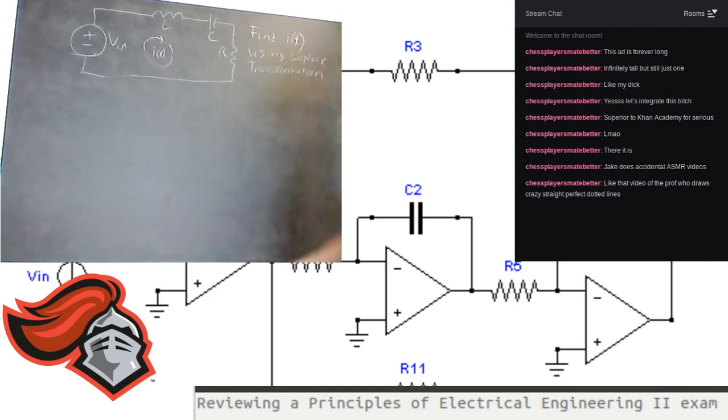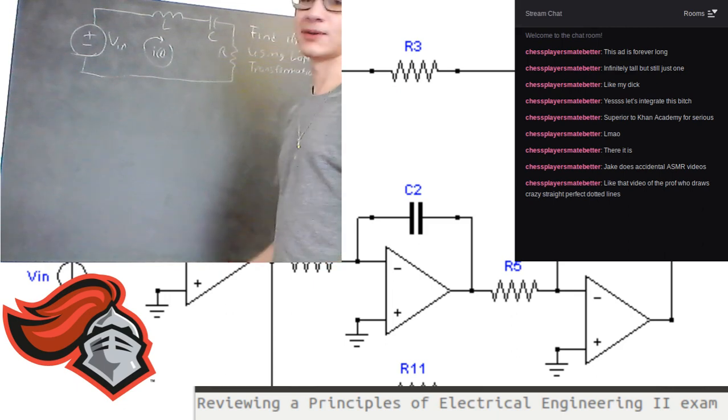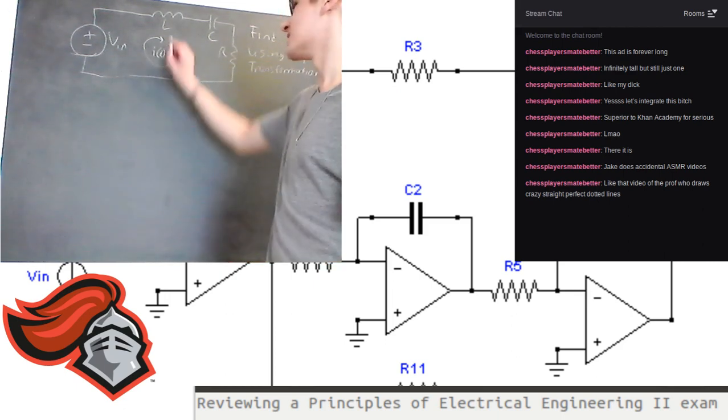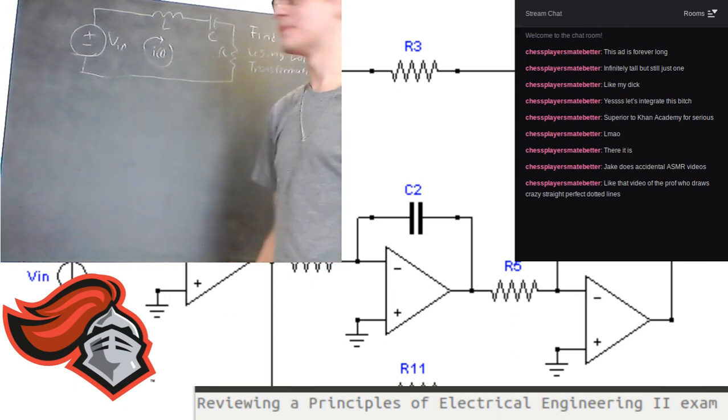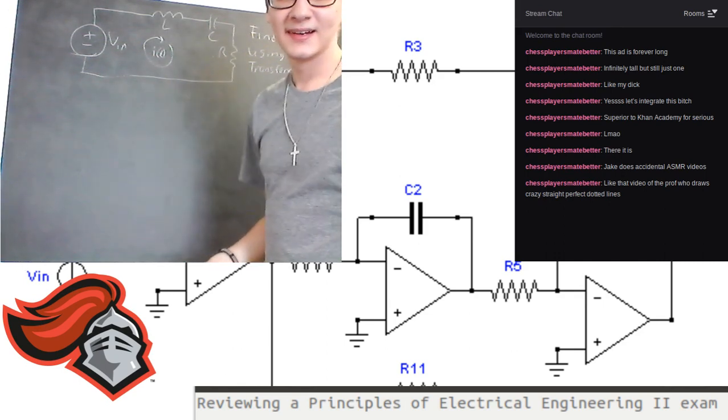Not that hard, I would say, especially since you're given that there are no initial conditions, so there's no energy in either of these elements at t equals 0.